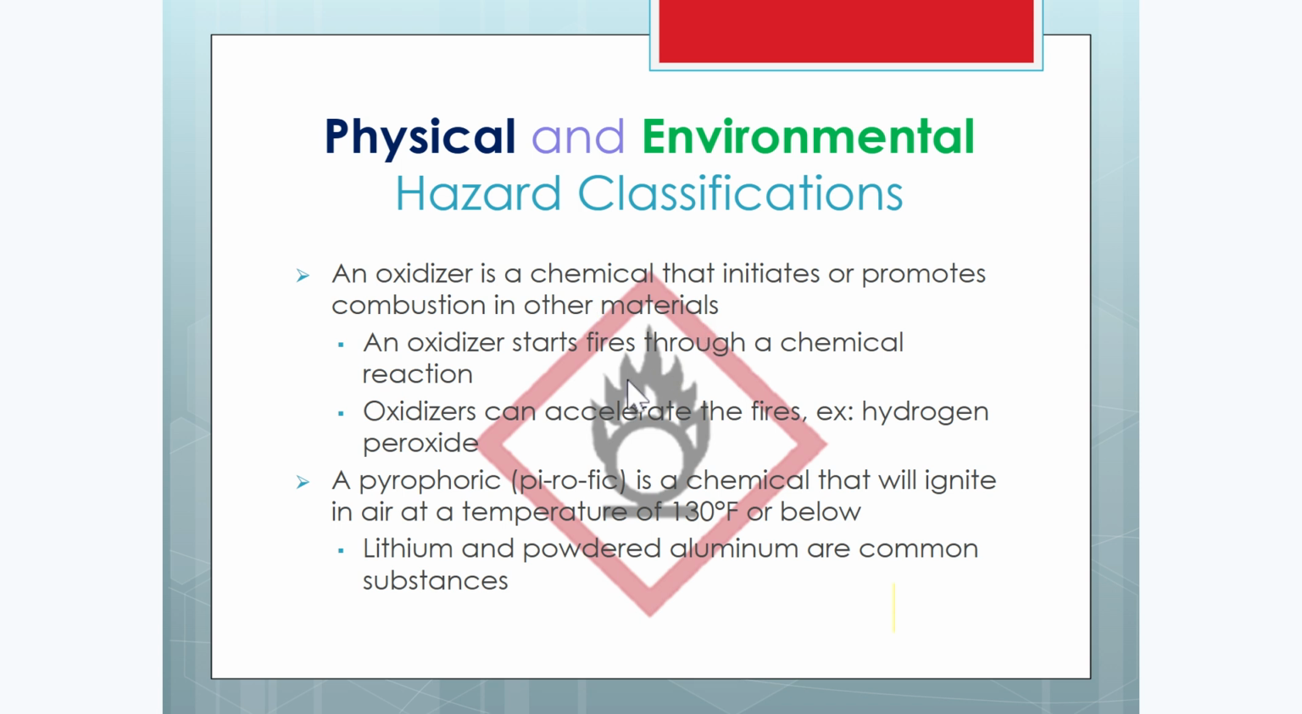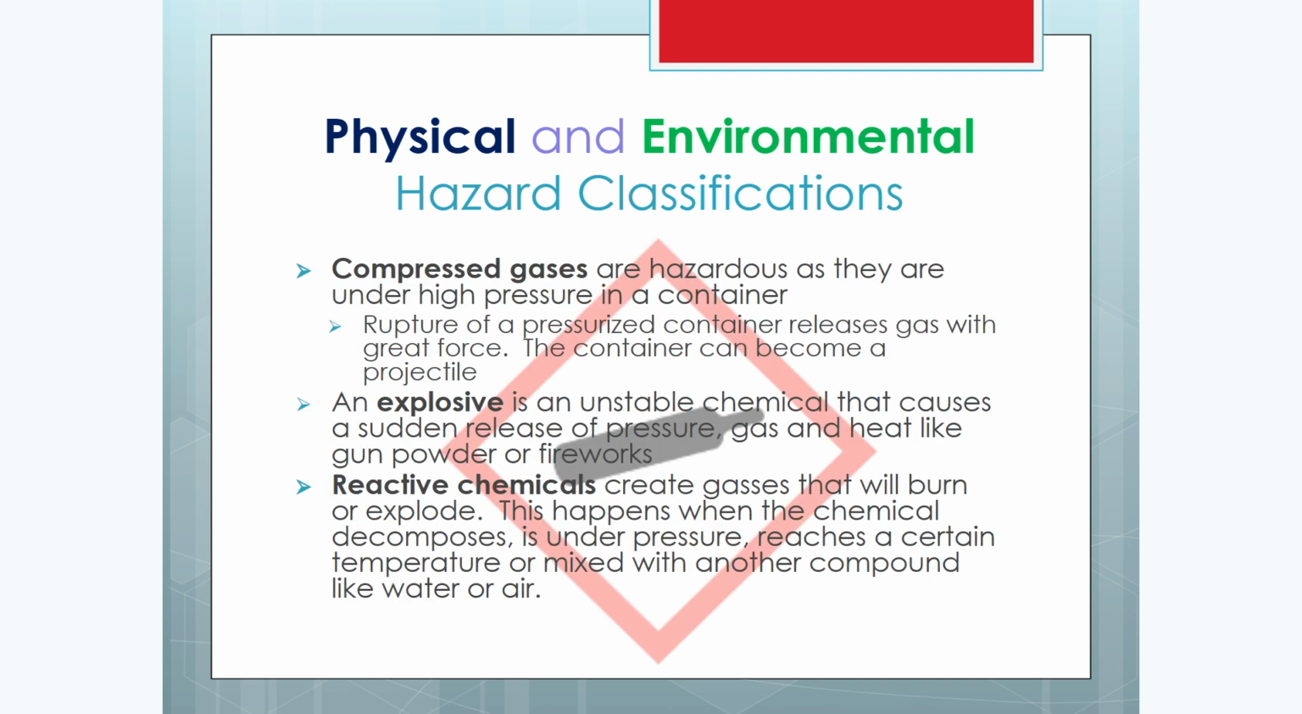An oxidizer is a chemical that promotes combustion in other materials. An oxidizer starts fires through a chemical reaction. Oxidizers can accelerate fires. For example, hydrogen peroxide is an oxidizer. Pyrophoric is a chemical that will ignite in air at a temperature of 130 degrees or below. Lithium and powdered aluminum are common pyrophorics.